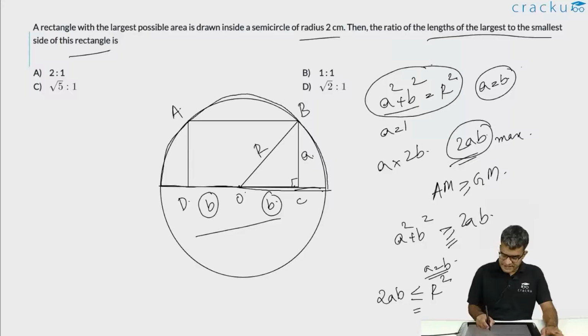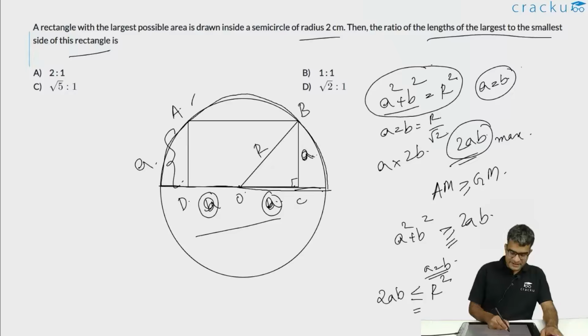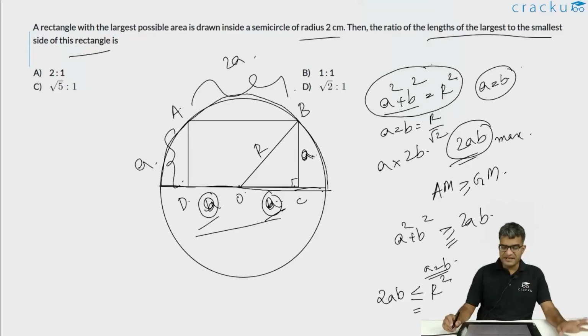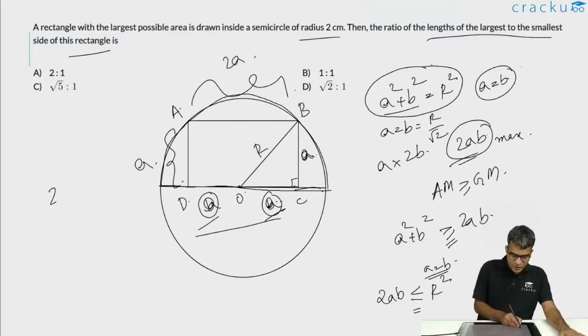In that particular case, a is equal to b is equal to r divided by root 2. Anyway, this will be a, this will be a, and this will be a. So the breadth of the rectangle is a, the length of the rectangle is 2a, because this is a and this is a. So the ratio of the largest side to that of the smallest side is 2:1. So the answer for this question is option A.